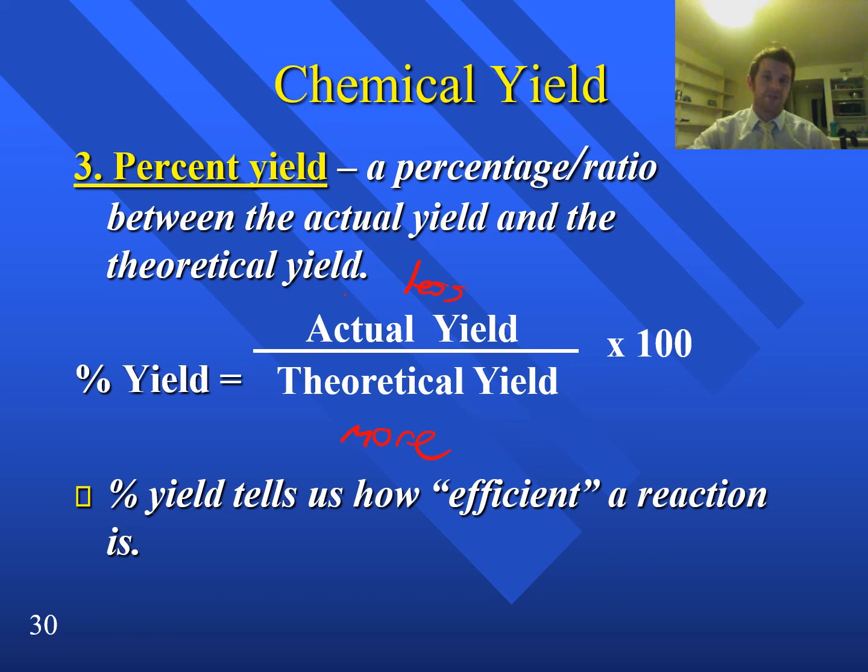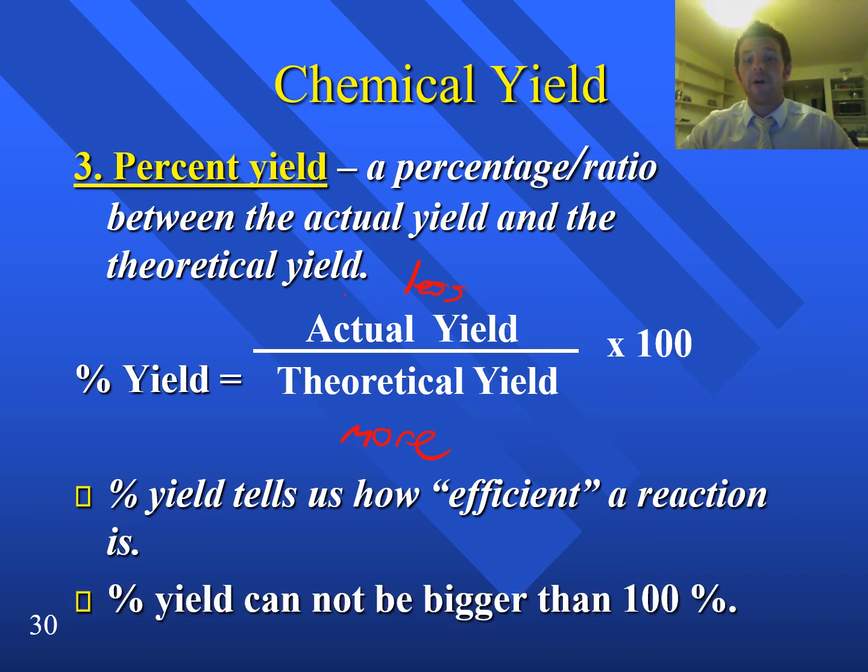The percentage yield just tells us how efficient a reaction is, basically how good of a job did we do. The closer to 100%, the better, normally, unless you messed up your math. But we'll figure that out when that happens. It should not be bigger than 100%. If it is bigger than 100%, it's one of the two errors that I talked about.